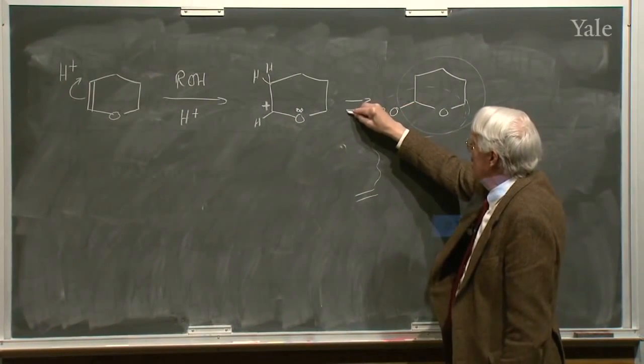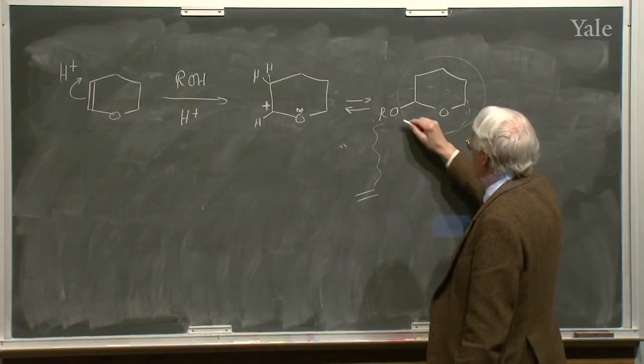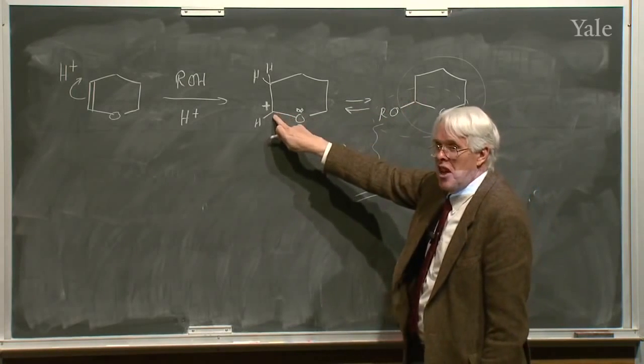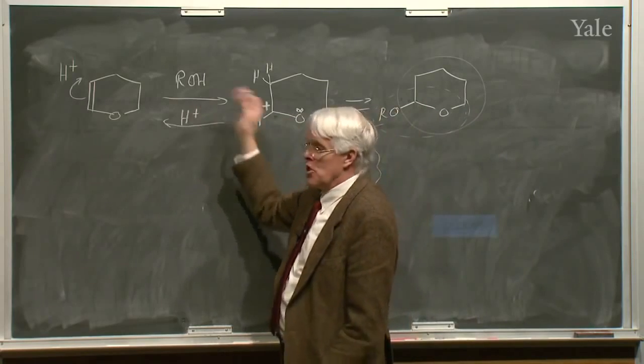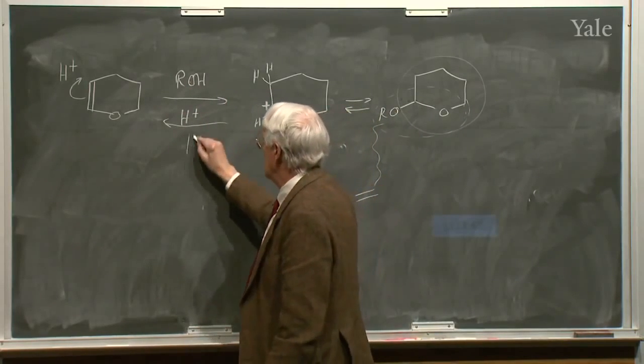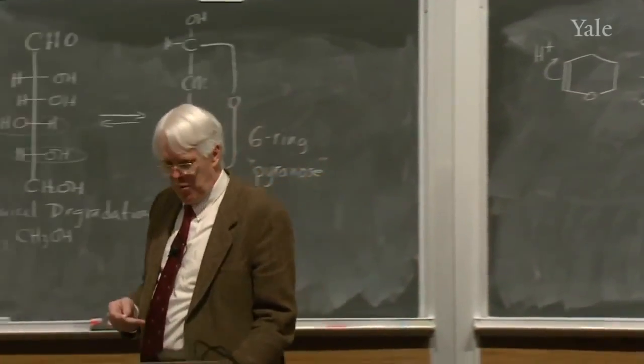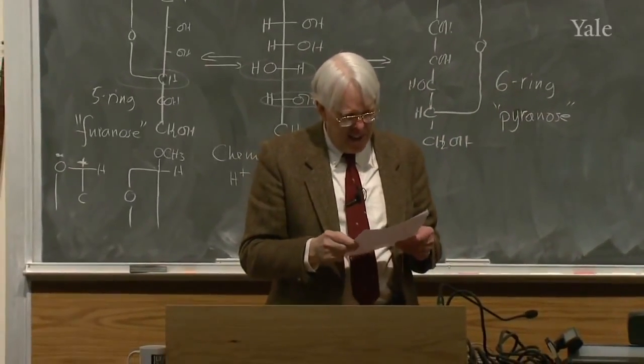We can protonate the O, lose this, generate this nice stable cation again, go back. We just go back and forth, right, with water. This time, go back with water. So this is a protecting group for an alcohol, keep it from reacting.